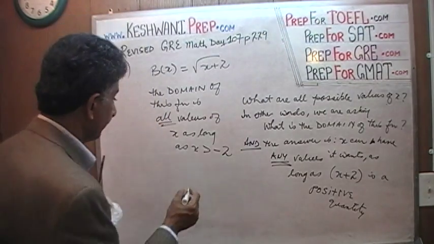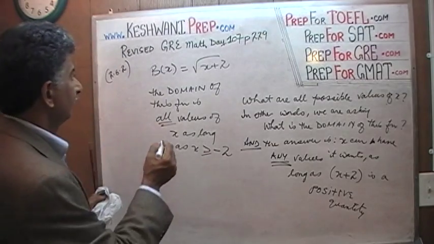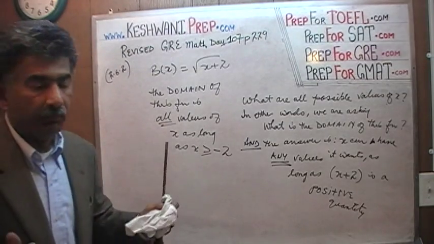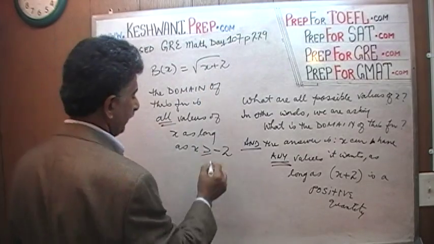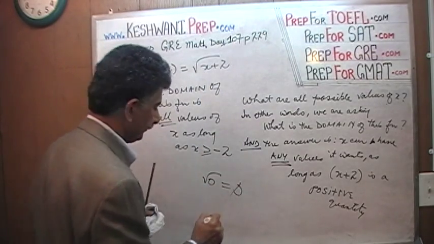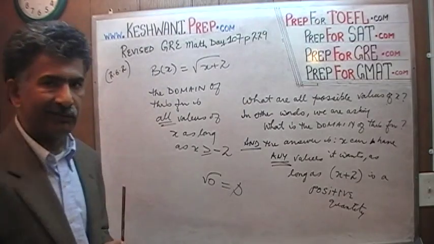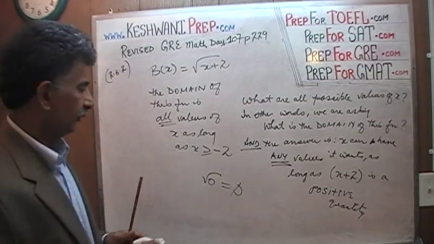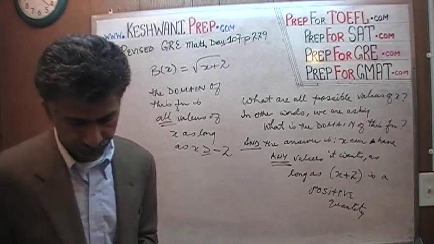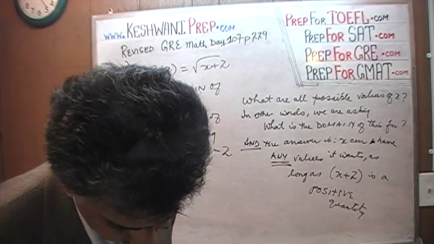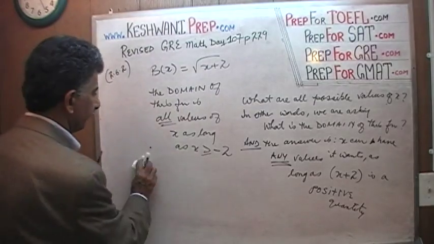Or greater than or equal to, as a matter of fact, because if x is equal to -2, we'll get a 0 in this, and the square root of 0, of course, is 0. So I was wrong. As long as it's greater than or equal to -2. Now let's do the problem that they give us.